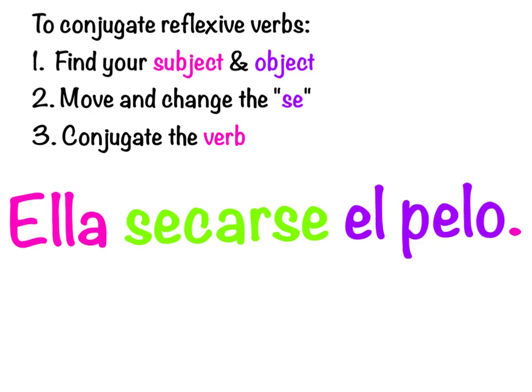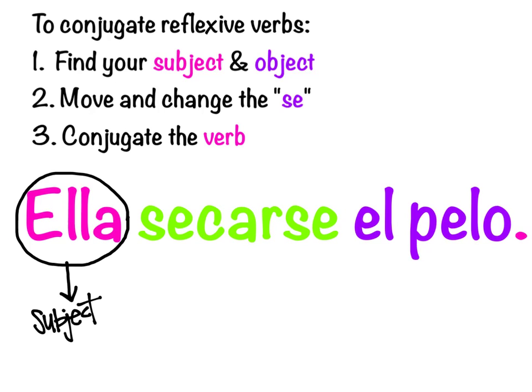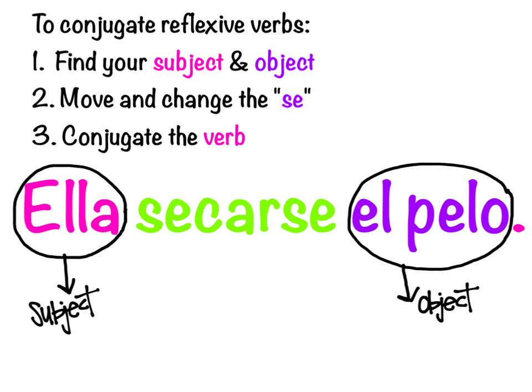And we can tell that secarse is our verb in this sentence because reflexive verbs are identified by the se attached to the infinitive. And the infinitive here is secar. So here you can see that we've found our subject, and now all we have to do in order to complete step 1 is to find our object. Since secarse is my verb, el pelo must be my object of the sentence. And remember, even though we want it to say her hair, in Spanish it's going to say the hair, or el pelo. And now that we've found the object, we can say that we have successfully completed step 1.